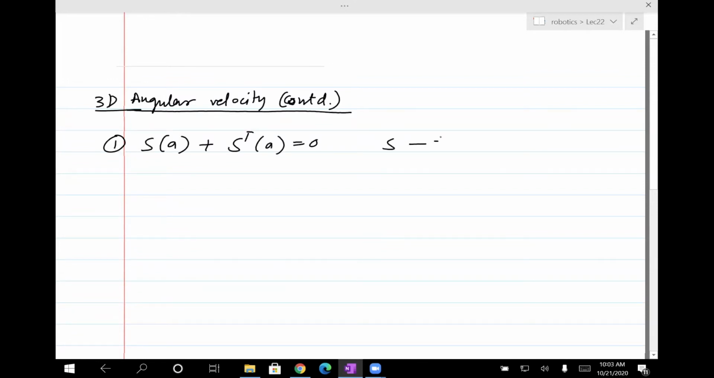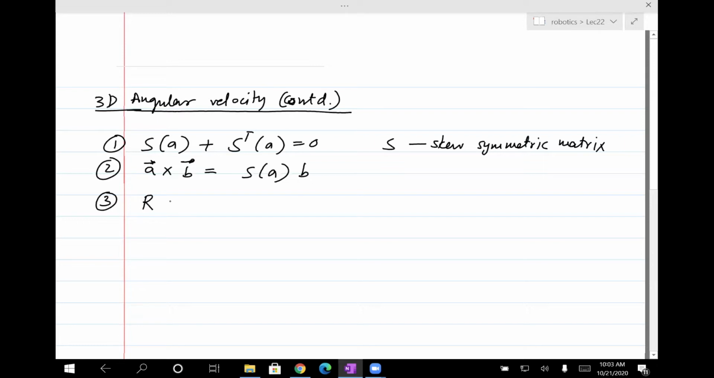S is a skew symmetric matrix. The second property of a skew symmetric matrix is that if you have the vector A crossed with vector B, then that can be written as S of A times B. And the third property was if you have rotation matrix R times S of A times R transpose, then that is the same as S of R of A.